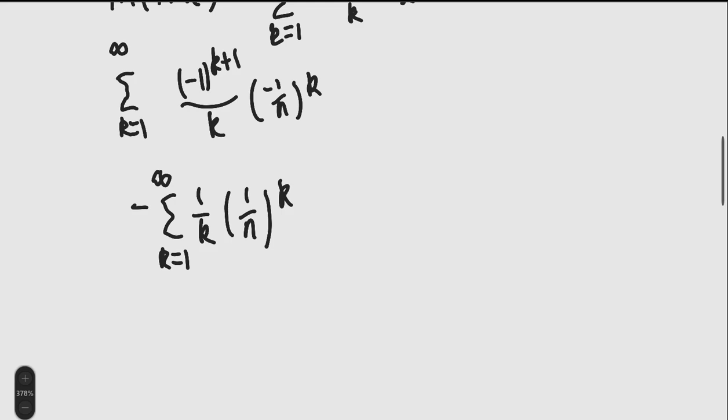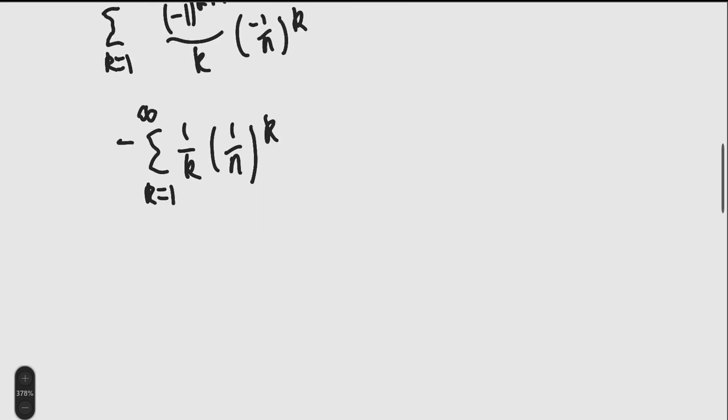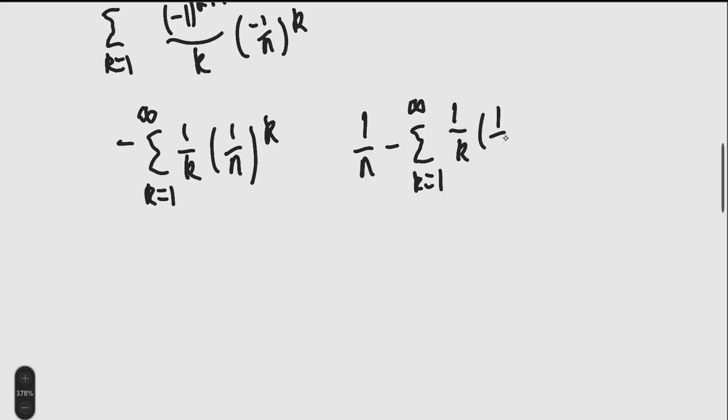And this is good, because if we plug this in, then we're going to have 1 over n minus the sum running from k equals 1 to infinity of 1 over k times 1 over n to the k power.